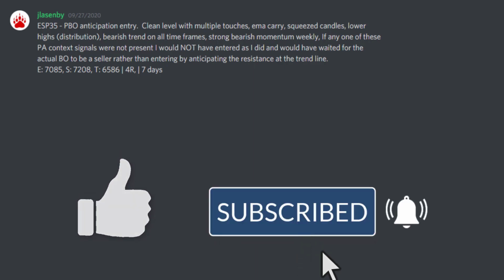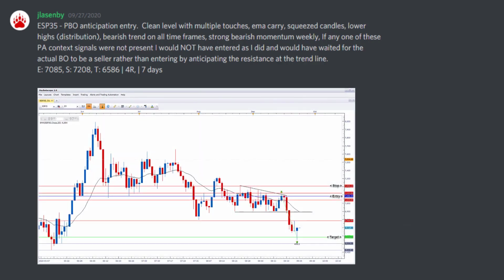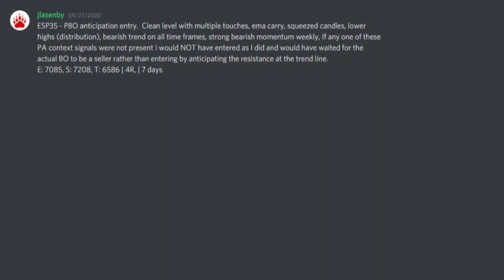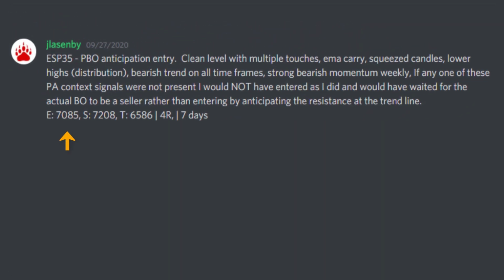And with that being said, let's have a look at his trade here. In front of you on the screen, you can see a daily chart of the Spanish stock market index. You can see two green arrows on the chart, which represent his entry location and his take profit location. Looking at his trade details, he got in at 70.85. He had his stop loss at 72.08. And his target was at 65.86, and he held the trade for a total of 7 days for a 4R return.